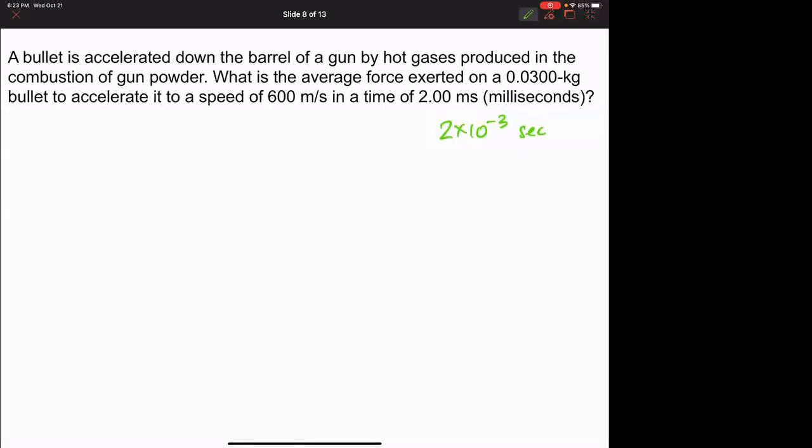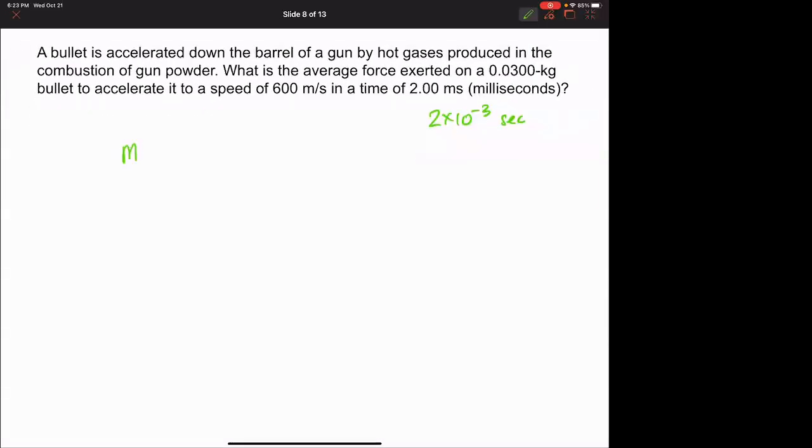So for this one, we have a mass, 0.03 kilograms. The initial velocity is zero. Final velocity is 600 meters per second. The time is 2 × 10⁻³ seconds. And we're looking for the force.